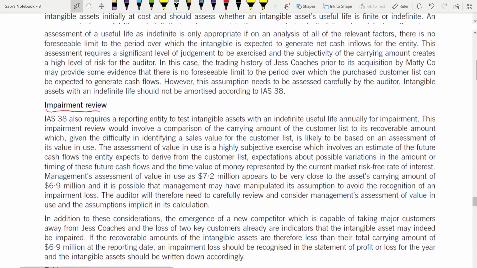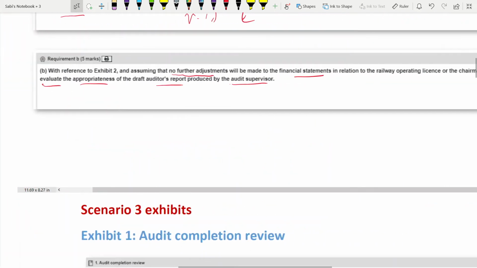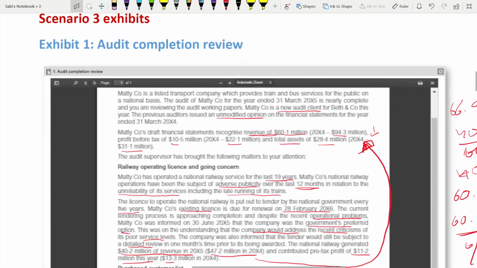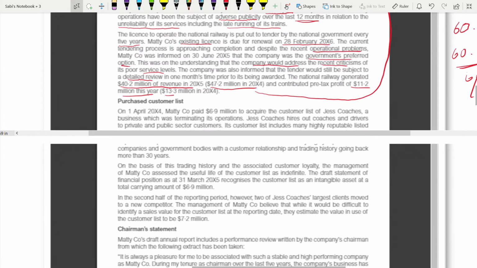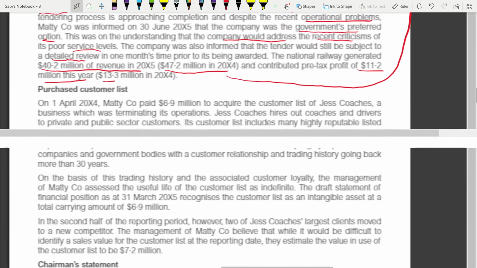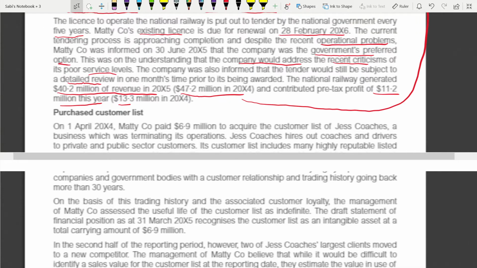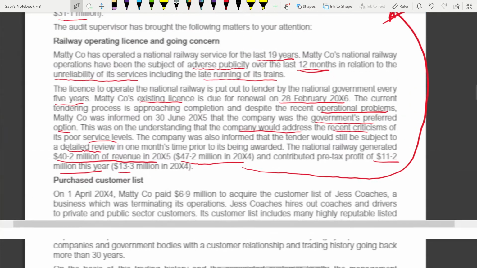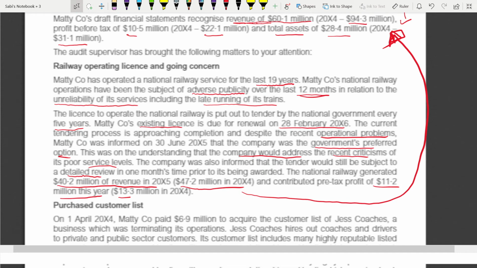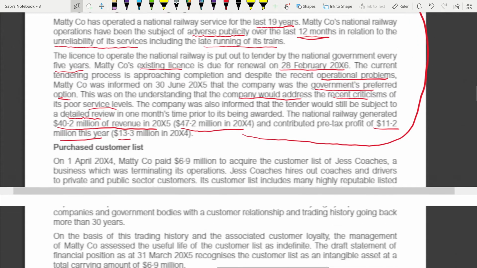But before that, we have to read the exhibit. We didn't go through that. It is in exhibit 1 only, purchase customer list. Make sure that you always understand the first requirement very well, because once you understand that, the rest is just a repetition. It becomes easy for you to understand that you have to write matters and evidence. If you answer the first part well, railway operating license and the going concern, you will understand the second and third also. That is the same way you have to write.